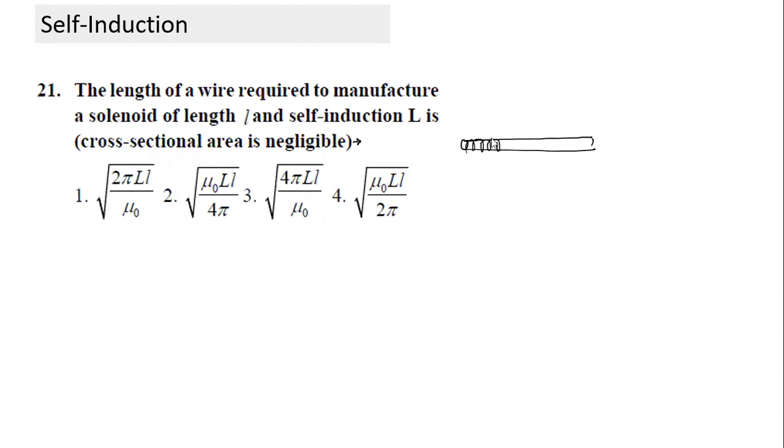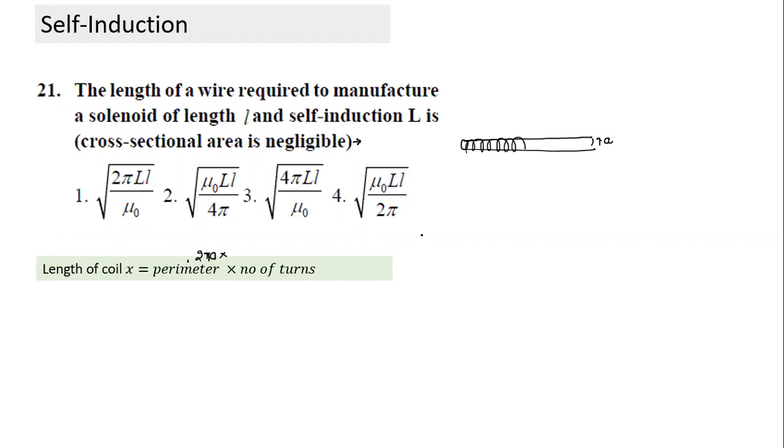So what is the length of the wire required to manufacture a solenoid? This is a pretty simple question based on two simple equations. What is the length of the coil? It will be the length of the coil in one turn multiplied by the number of turns. So one turn equals the perimeter, into the number of turns. If I take the radius of the solenoid as small a, the perimeter will be equal to 2 pi a.